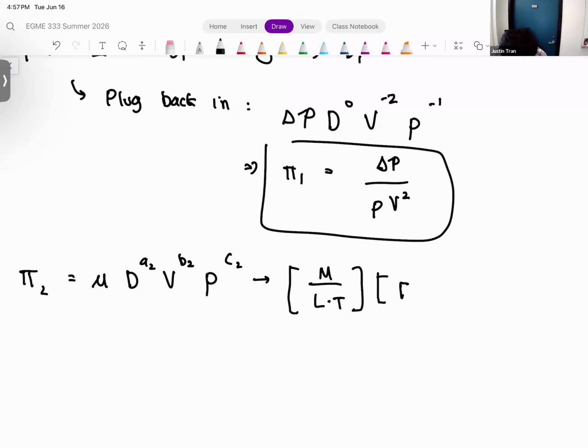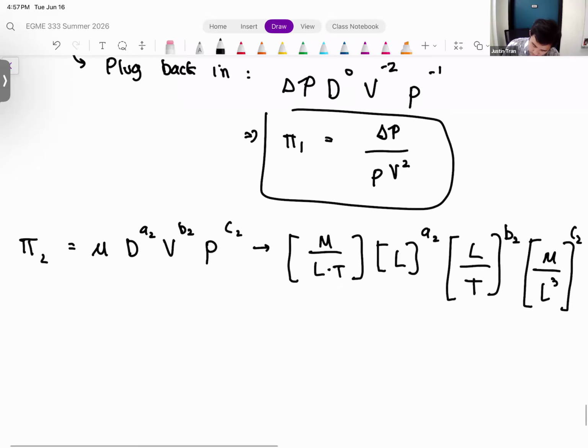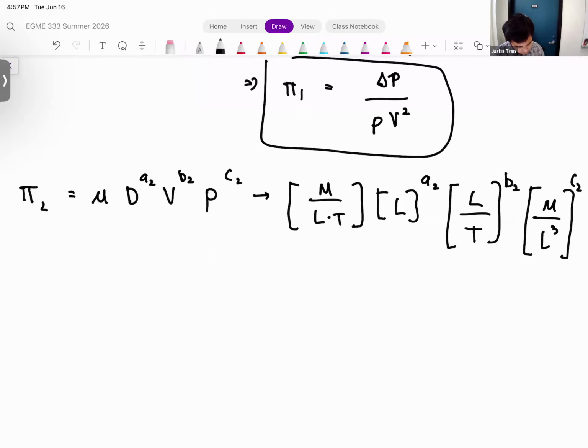And so the viscosity is a mass divided by length each time. Diameter is a length, which we're raising to the A2 power. Velocity is a length over time, which we're raising to the B2 power. And density is a mass over length cubed raised to the C2. All right, and then we're going to do the same thing we just did. So we're going to form our three equations for mass, length, and time, and then use that to solve for A2, B2, C2.